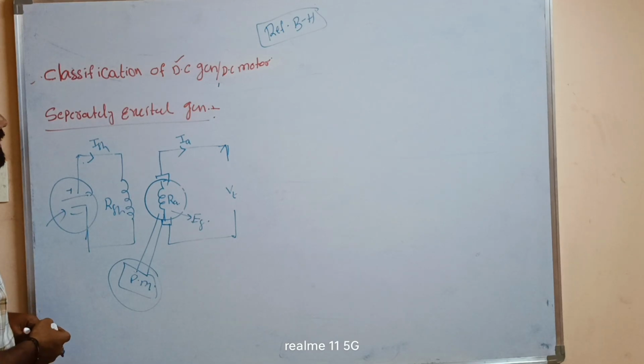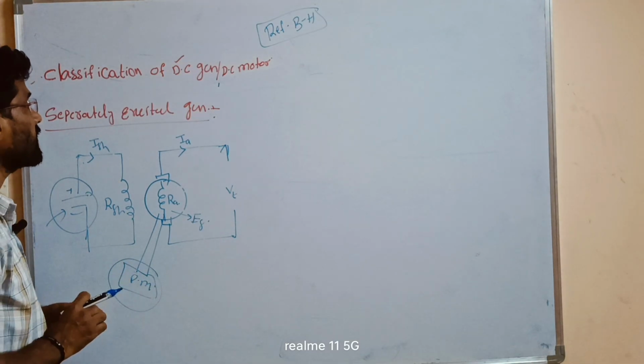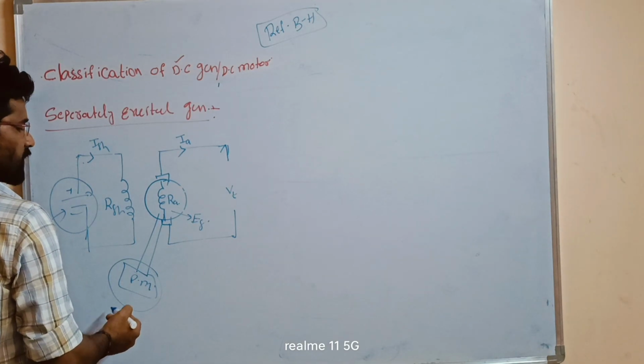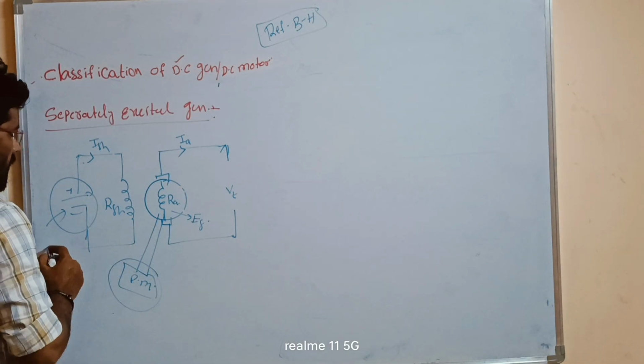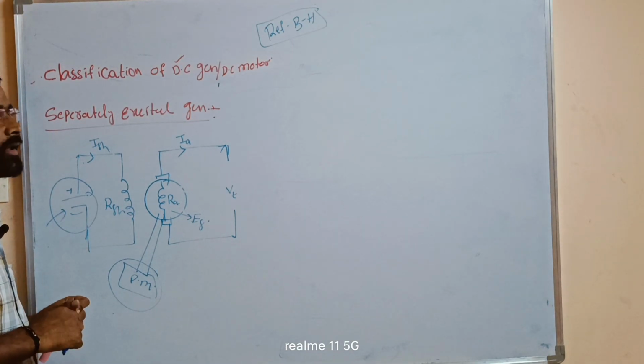So this is nothing but simply a double excitation machine. It is not a single excitation machine, it is a double excitation machine. One excitation comes from the mechanical supply through the prime mover. Another one is the battery connection through the field winding.